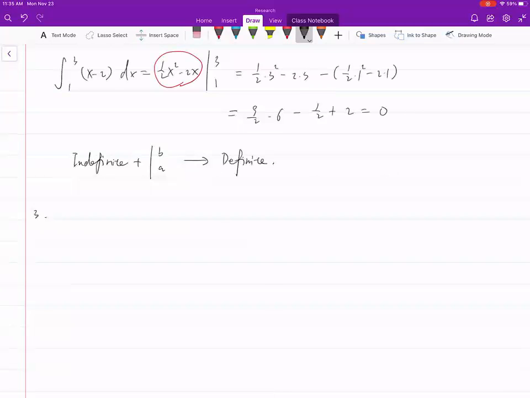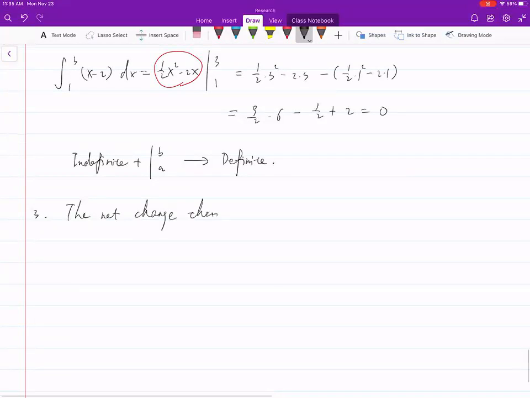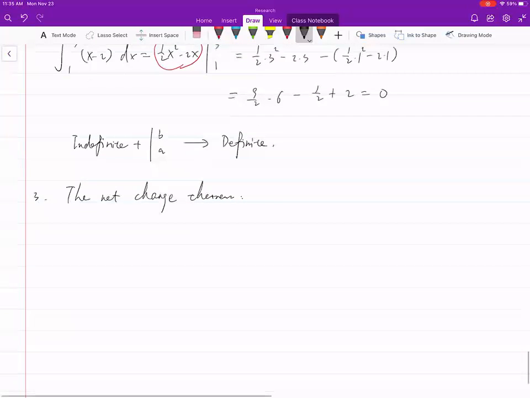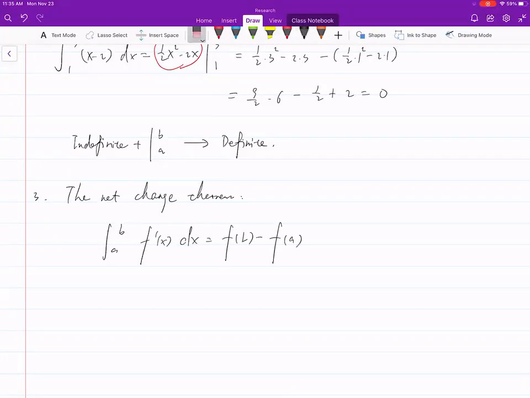Okay. Third thing, the net change theorem. What it says is the integral from a to b of f prime of x dx equals f of b minus f of a.